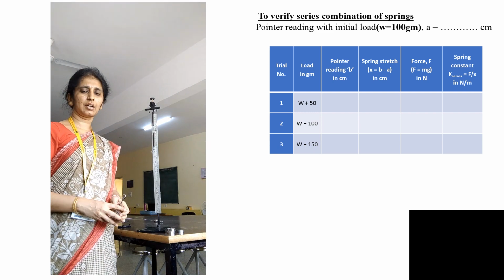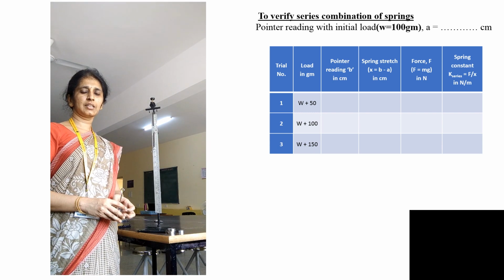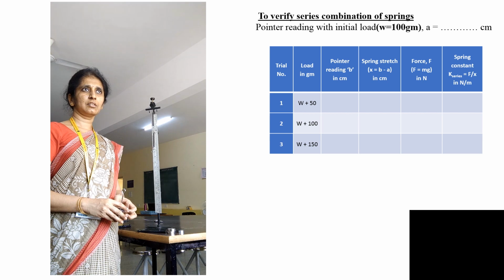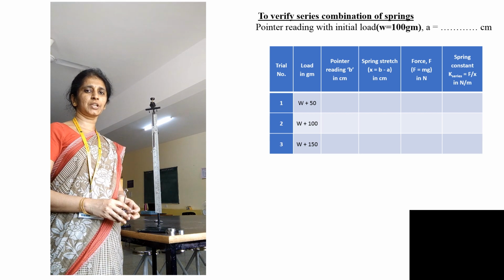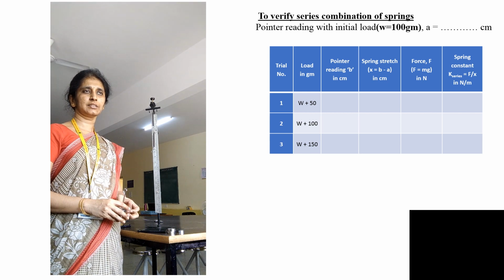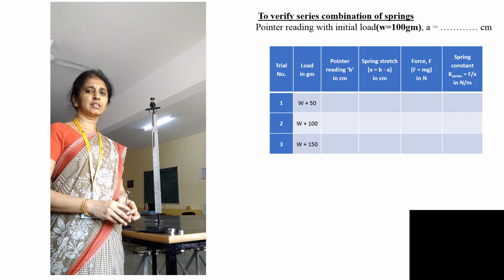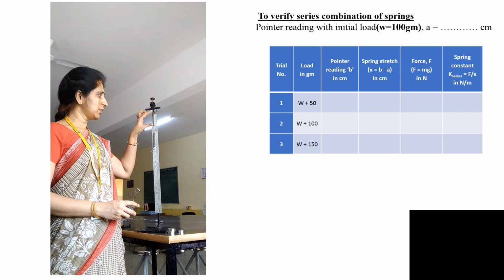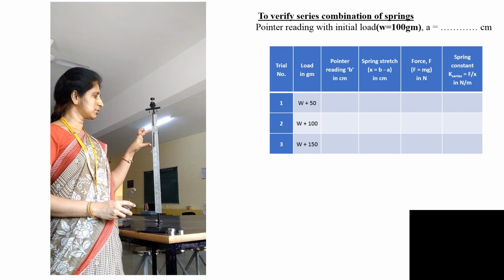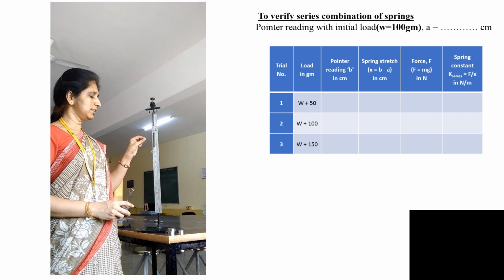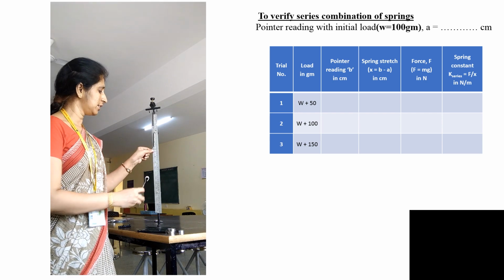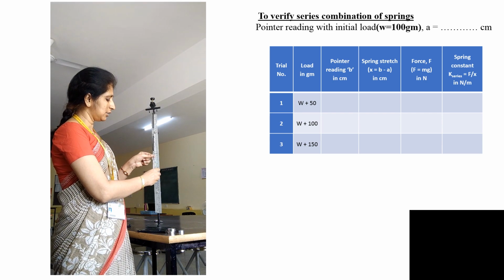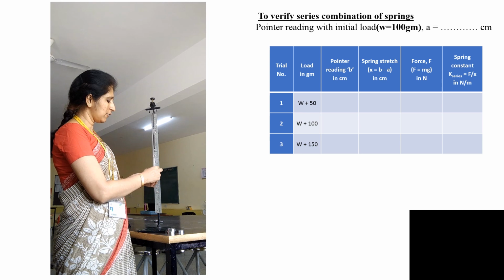Now let us see how to determine K series, that is the spring constant when springs are connected in series, or the series combination spring constant. For that, spring 1 is connected to spring 2 end to end. Then at the free end, I have to put a dead load or an initial load of 100 gram.